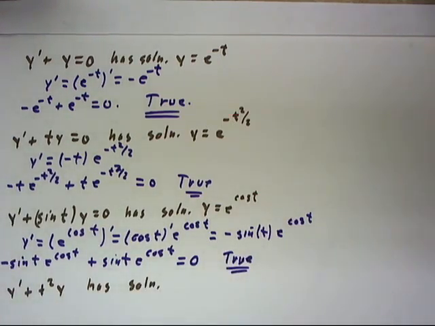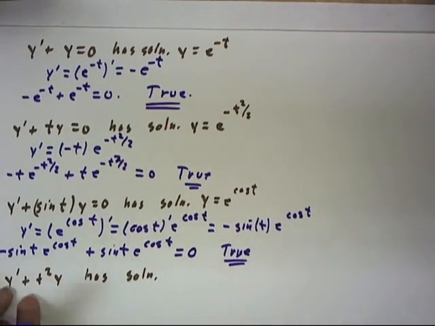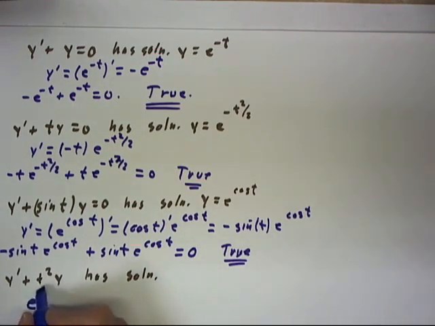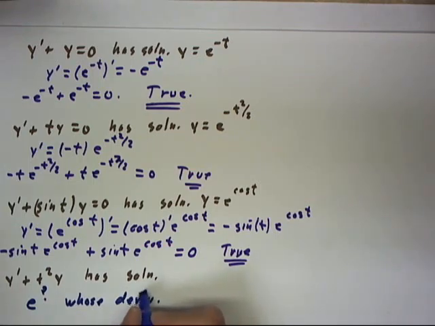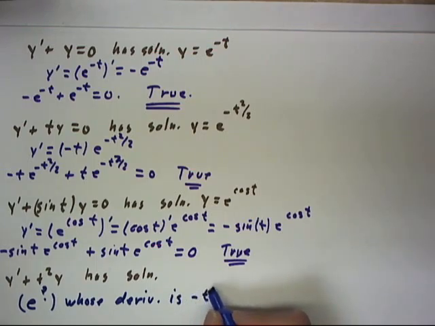Now, because of the way the exponential function differentiates, it turns out that we can do this pretty much in general. Let's try thinking through the solution of y prime plus t squared y. What's the solution? Well, it's e to the something whose derivative, that is the derivative of the whole e to the something, is negative t squared times e to the something.